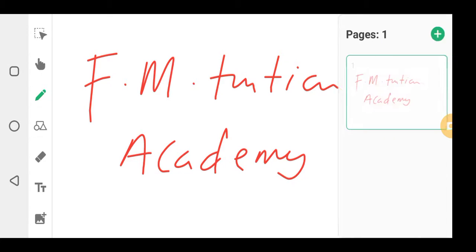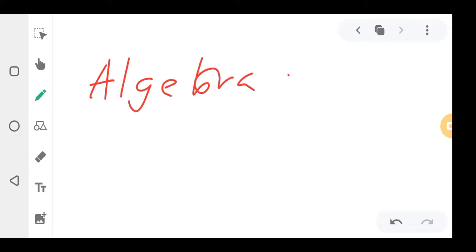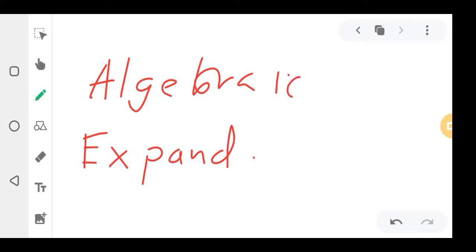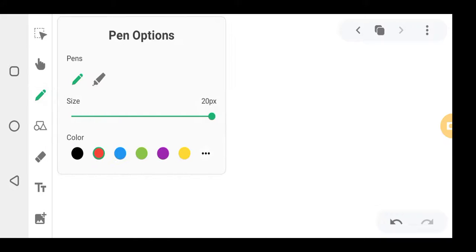Today we'll be looking at a topic which is algebra. So we're going to look at how to expand algebraic questions. Sometimes they come in your exam. So for example, we'll go straight. We don't need to write notes, you just need to understand how to do it.